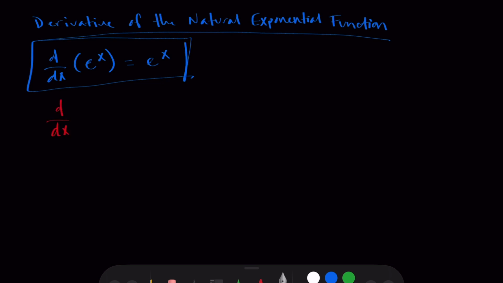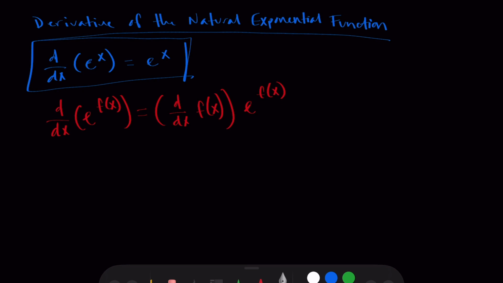So let's say d over dx, or the derivative of e to the power of f of x, is equal to, now we can take the derivative of f of x. So we'll have the derivative of f of x times e to the f of x, the original function.